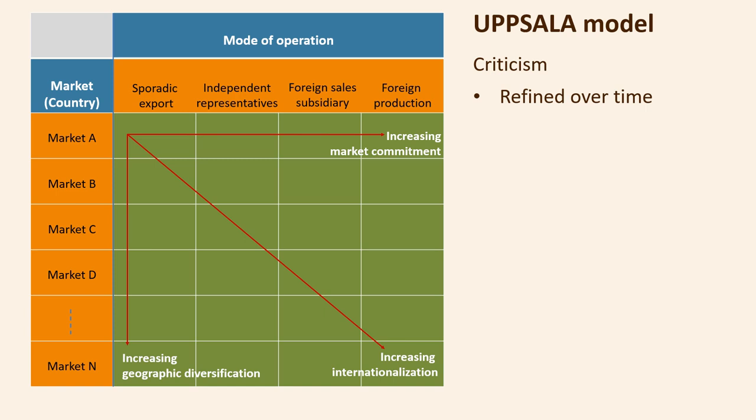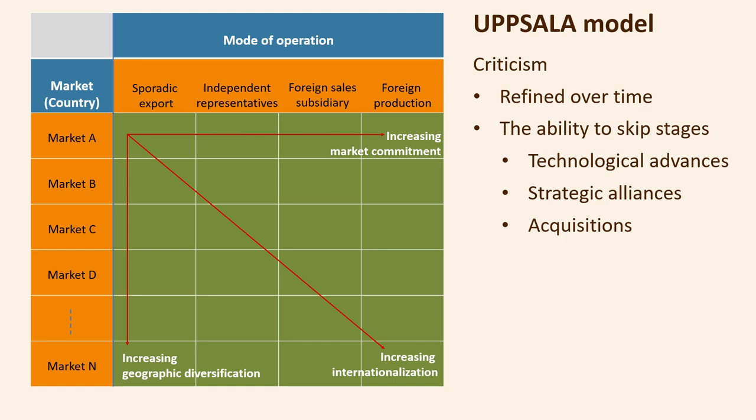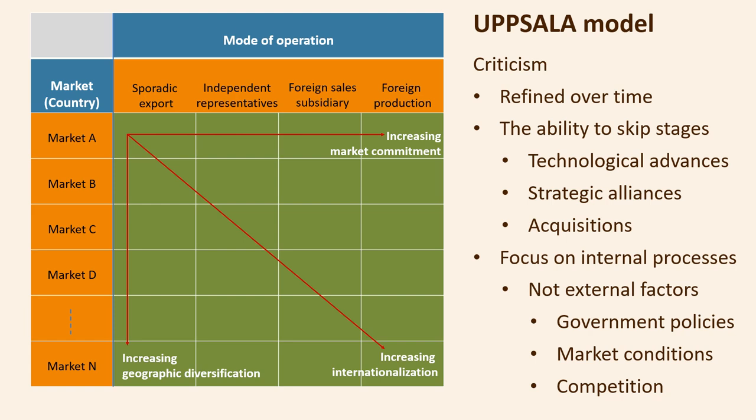Although the Uppsala model has been influential, it has also been subject to criticism and has been refined over time. Critics argue that the model underestimates firms' ability to skip stages due to factors such as technological advantages, strategic alliances, and acquisitions. In its original form, the model focuses heavily on internal processes and experiential learning, but does not consider the role of external factors such as government policies, market conditions, and competition.